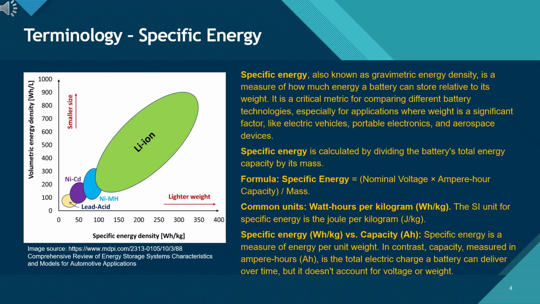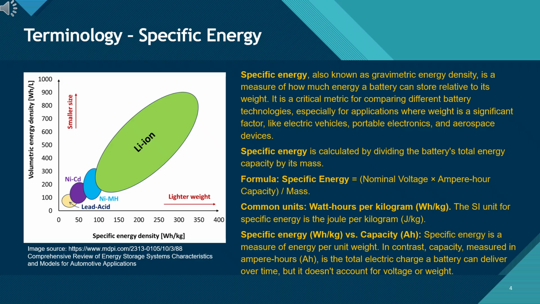Specific energy, also called gravimetric energy density, tells us how much energy a battery can store relative to its weight. It's measured in watt-hours per kilogram. It's an important performance indicator, especially for lightweight applications like electric vehicles or portable electronics.